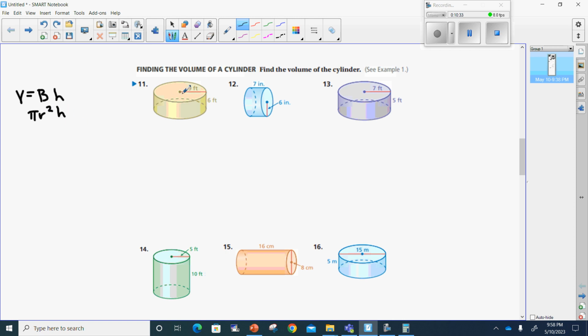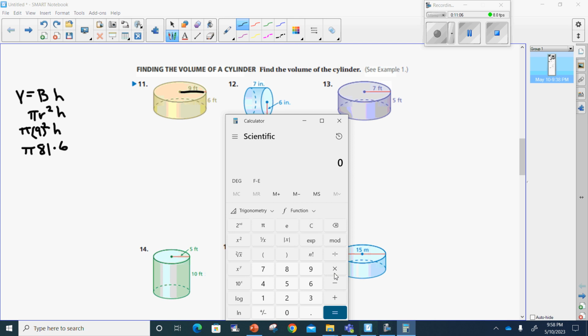Well, you know the radius is 9, because that's 9 right there. So this is going to be pi times 9 squared times the height, which is 6. 9 squared is 9 times 9, which is 81. 81 times 6 times pi will be my answer. So let's see, let's find out what 81 times 6 is. That's going to be 486.